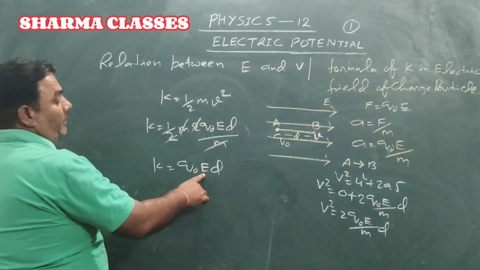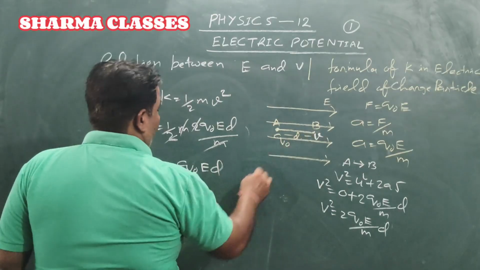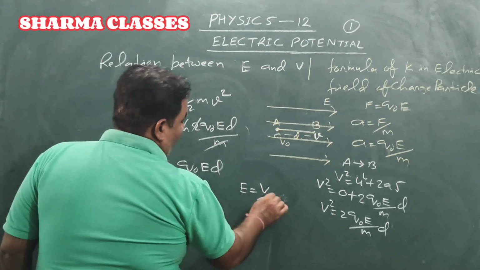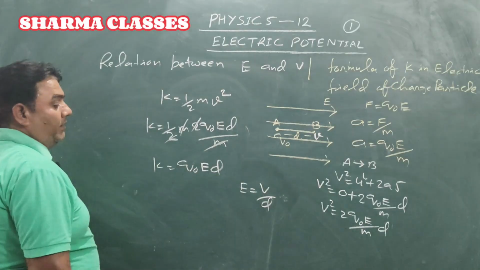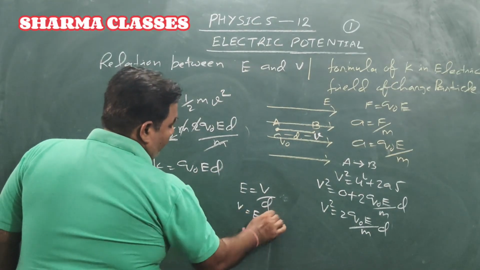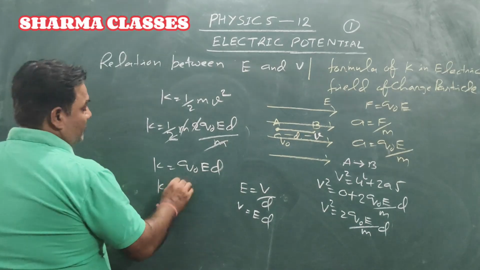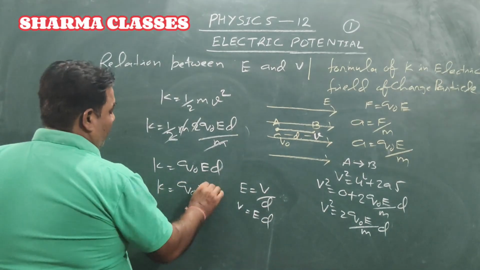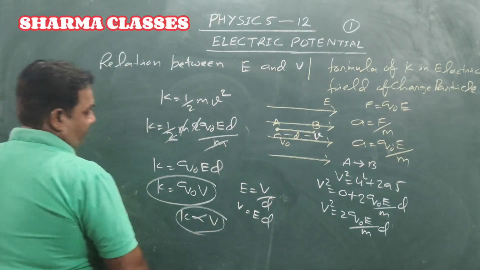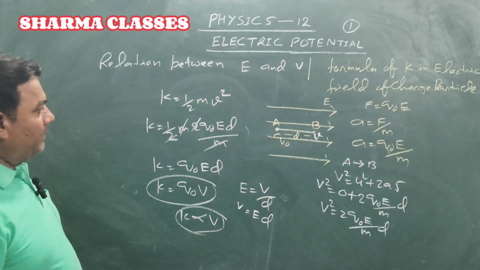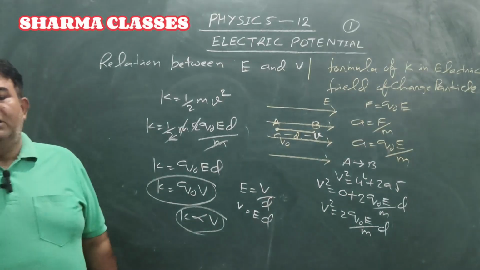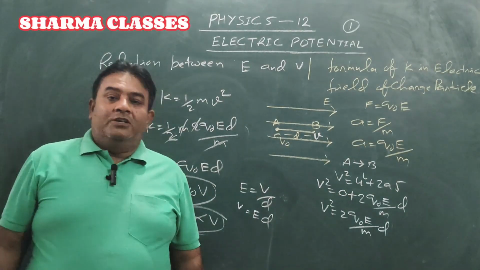E into d, if the potential difference between A and B is V, then E is equal to V upon d. For a long distance, we can use E is equal to V upon d, so V is equal to E into d. V is the potential difference. So the kinetic energy is Q naught into V. It is directly proportional to the potential difference. The kinetic energy of a charged particle in the electric field is directly proportional to the potential difference. When potential is increased, the kinetic energy of the charged particle is increased.